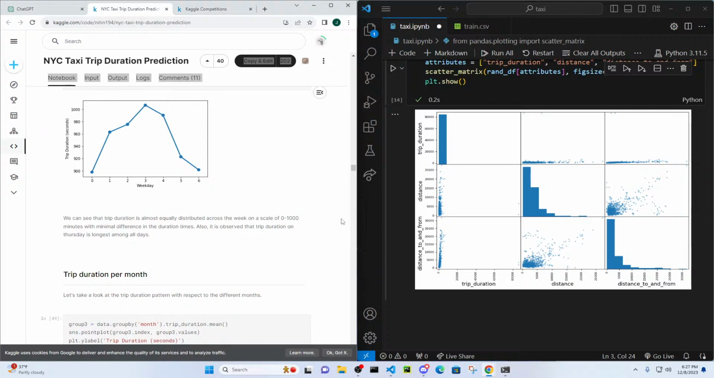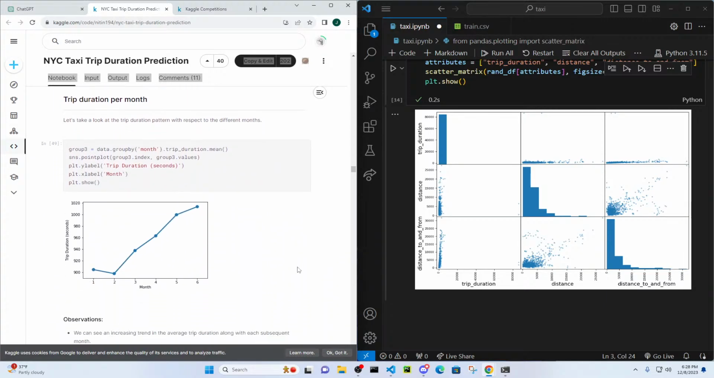We can see that trip duration is almost equally distributed across the week on a scale of 0 to 1,000 minutes, with minimal difference in the duration. Actually, it's not 0 to 1,000 minutes, it's seconds. Also, it is observed that trip duration on Thursday is longest among all days. So Monday, Tuesday, Wednesday, Thursday. Yeah. All right, cool.